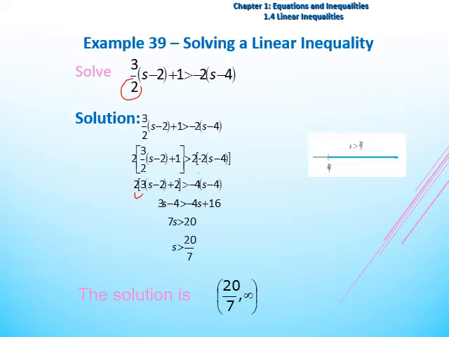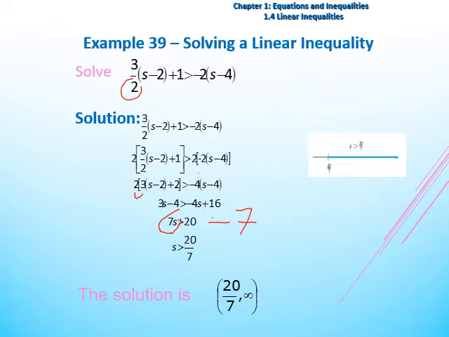So we will get s on the left hand side and the numbers on the right hand side as follows: 3s plus 4s equals 7s, and adding 4 to both sides we get 15 plus 4 equals 20. Dividing both sides by 7, it's a positive value, so we shouldn't change the inequality direction, so s will be greater than 20 over 7.